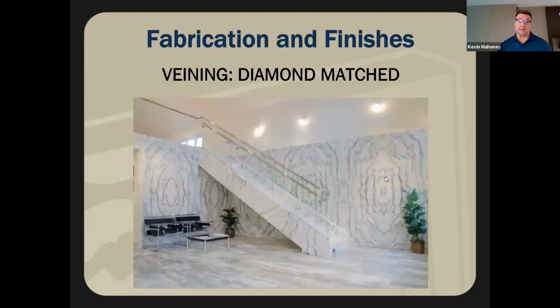Being able to do that allows us to do this. And because the veinings change as you move through the block, you can get a book match set, and no book match set on this wall is exactly the same. Kind of like rings on a tree stump. So we're doing veining, we're diamond matching this, and then we're using the other cuts for the stairs and the tread and the floor for just a very unique, one-of-a-kind application.